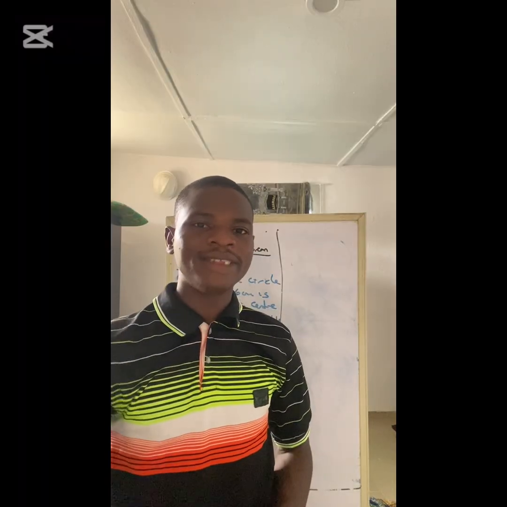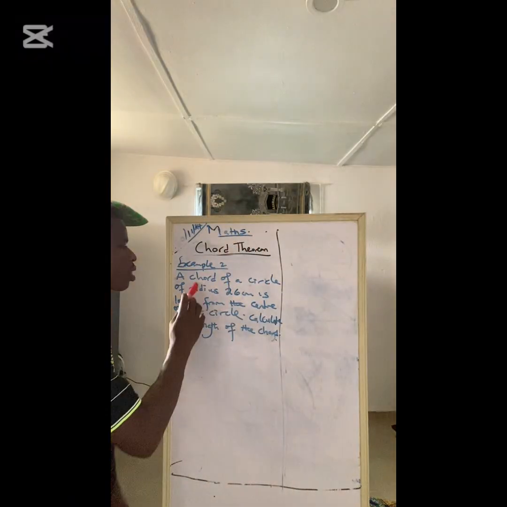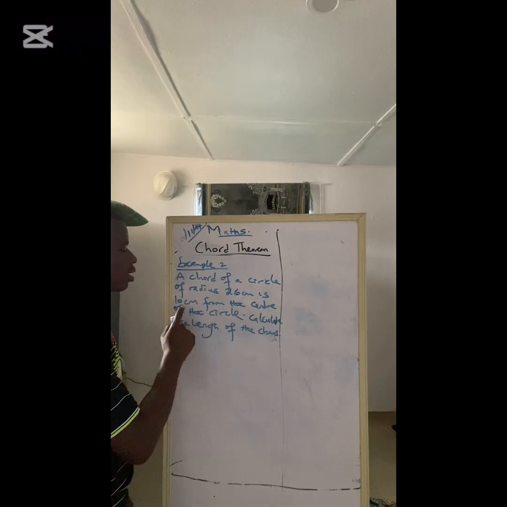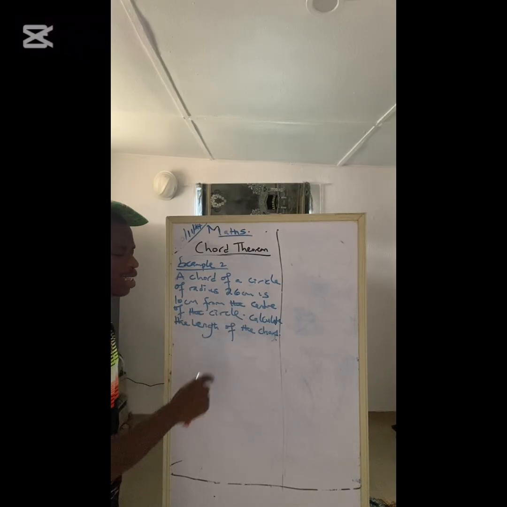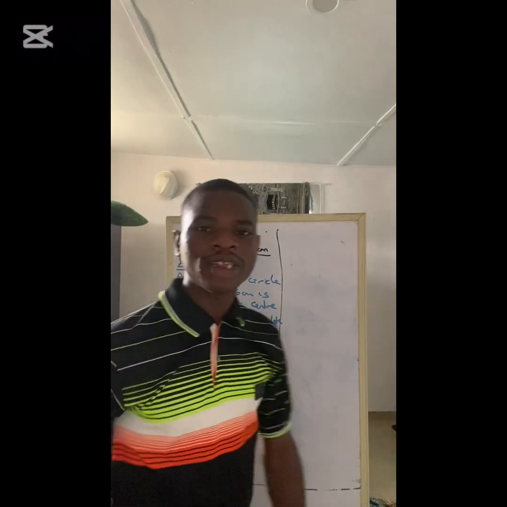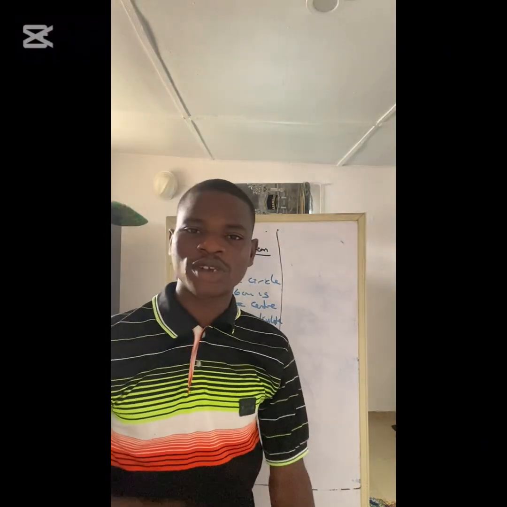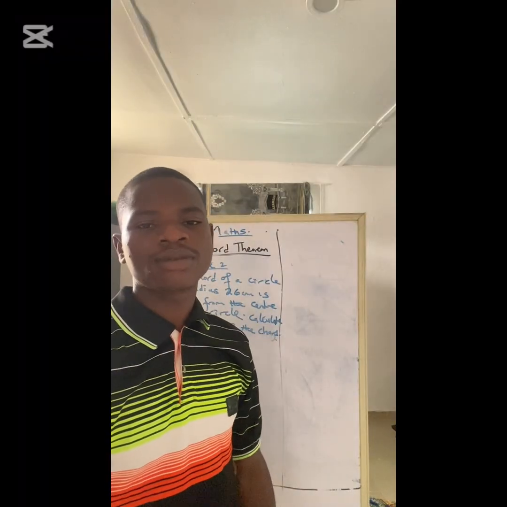So if you actually understand the first example, you can solve this and put it in my comment section, so let me see whether you are correct or you understand what I've been solving. So this is the question here. A chord of a circle of radius 26 centimeters is 10 centimeters from the center of the circle. Calculate the length of the chord. If you understand the first example, kindly solve this and put it in the comment section. Let me see whether you are correct or not.